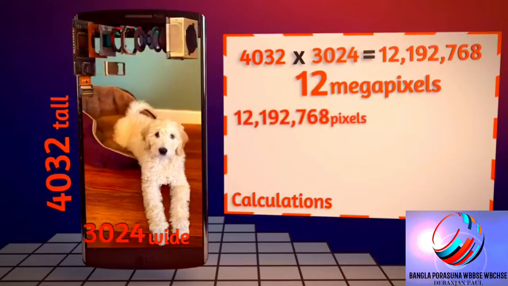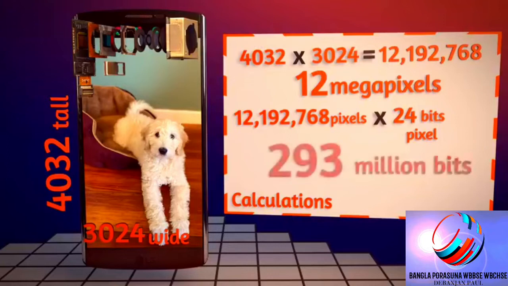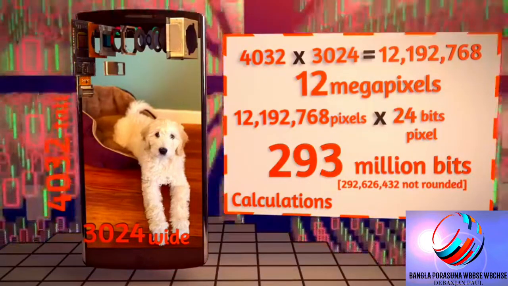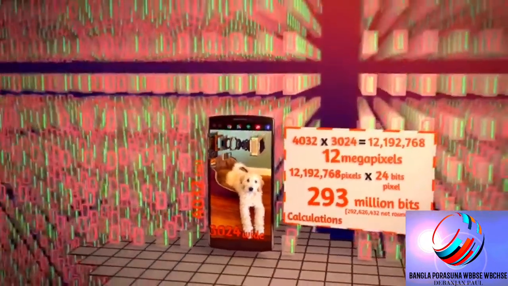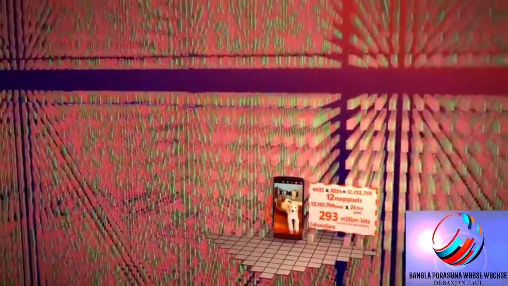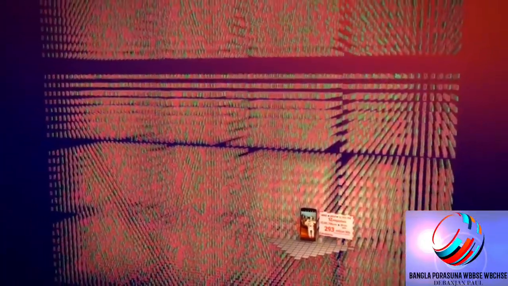Next, by doing some multiplication, we calculate that an array of this size, where each pixel is defined by 24 bits, or 24 zeros or ones, only requires 293 million bits, or a unique set of 293 million zeros or ones. That's a ton of bits. So let's figure out how your smartphone or the solid-state drive seamlessly stores every single one of them.